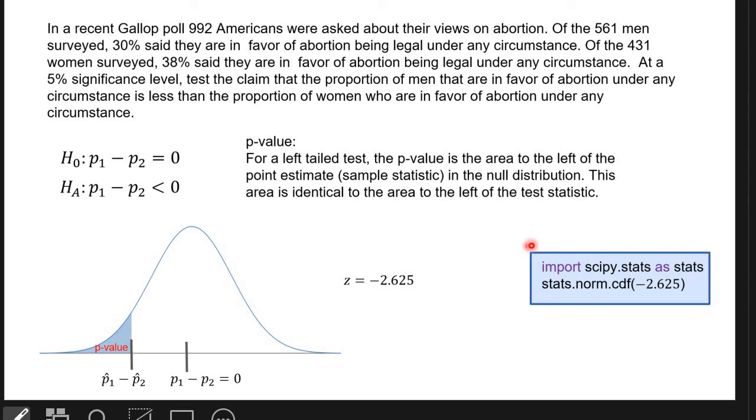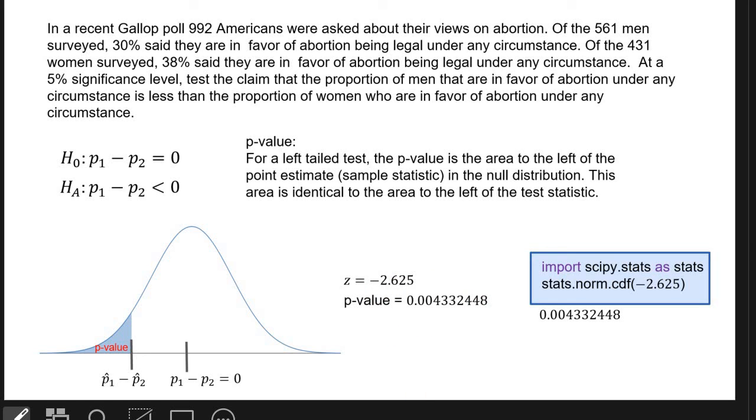So in order to do that, I'm going to use Python. This is the code that I would type into Python. I'd import scipy.stats as stats, and then I'd do the stats.norm.cdf, which gives me the area to the left of anything I plug in. And what I'm going to plug in is that test statistic I just found, negative 2.625. And when I plug that in, I get this, and this is what I run. When I run Python, I get this. So that's my p-value.